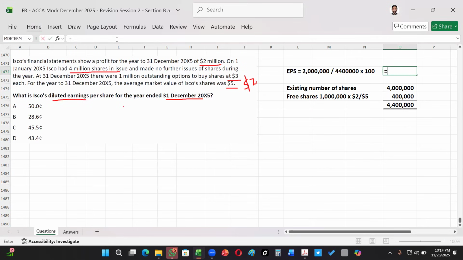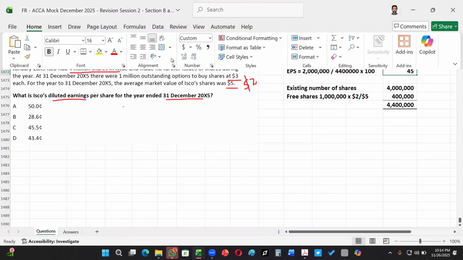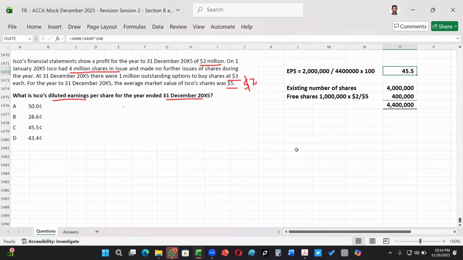So let's see. We have the earnings, which are 2 million, divided by 4,400 multiplied by 100. That's going to be 45, or if we unround it, we will get the exact answer. They've got it to 1 decimal place. So that is really 45.5 cents. This is the final answer.